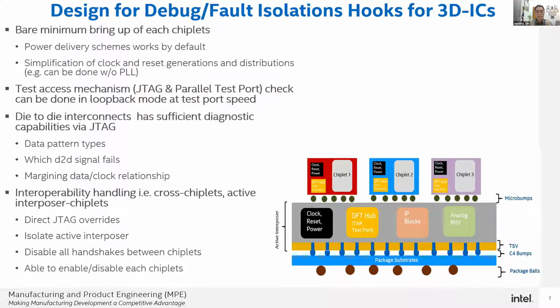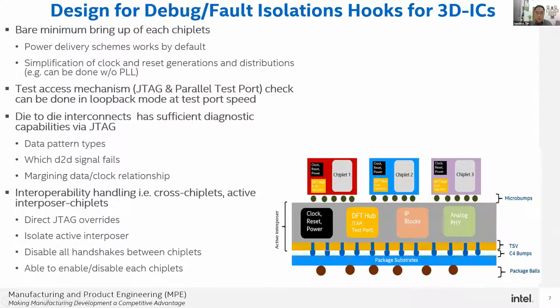The fourth one is very, very, very important, which is interoperability. This is a very famous word that everybody uses when it comes to 3D IC, right? You need to have, how do you handle cross chiplets and active interposer? So there are 4 things. You need to have the direct JTAG overrides. Very important, you need to be able to isolate your active interposer from a chiplet. This is needed to achieve equivalence with the die level and the package level.